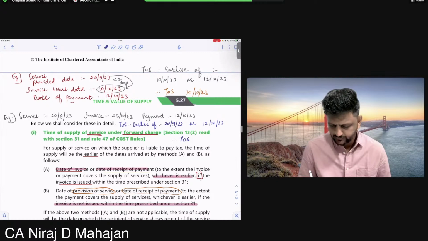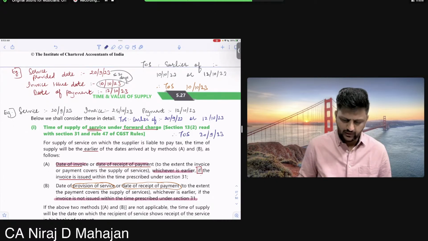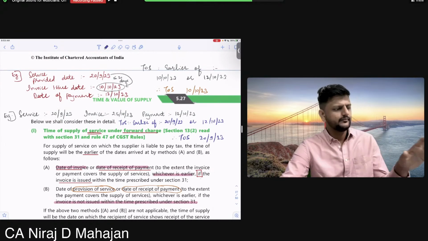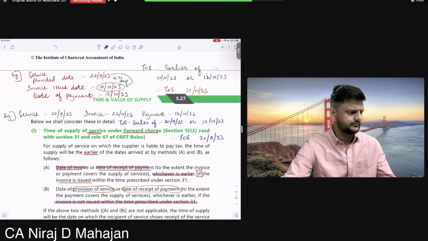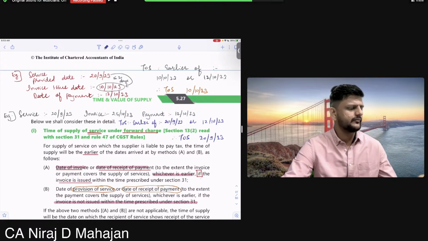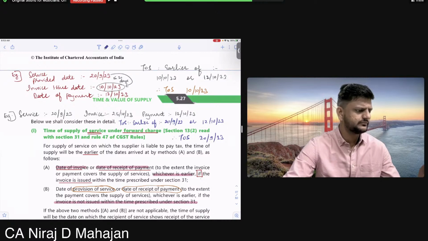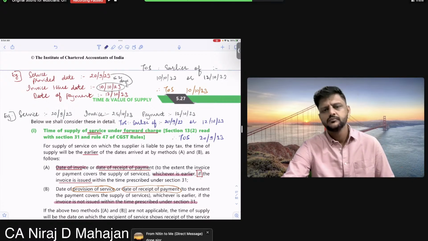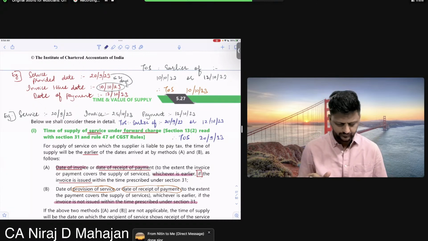Write down this example. Time of supply. Write down.